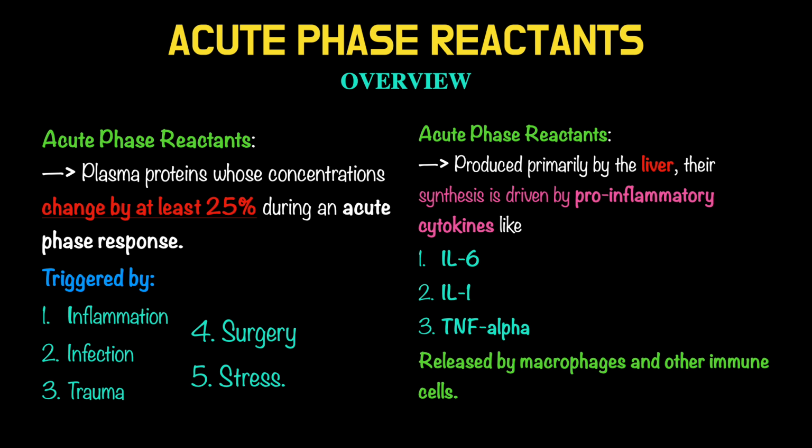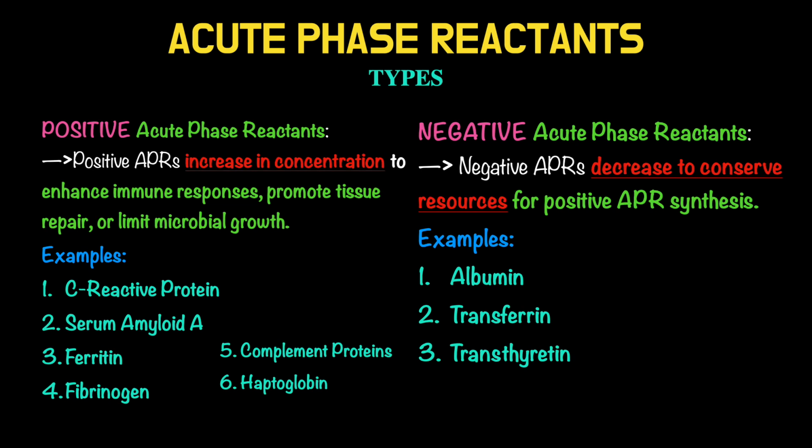Acute phase reactants are produced primarily by the liver. Their synthesis is driven by pro-inflammatory cytokines like interleukin 6, interleukin 1, and tumor necrosis factor alpha. They are released by macrophages and other immune cells. So this is the overview. There are two types of acute phase reactants.